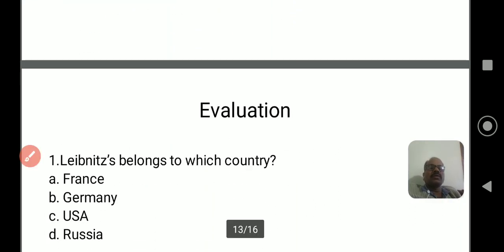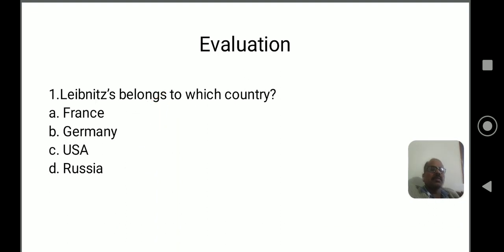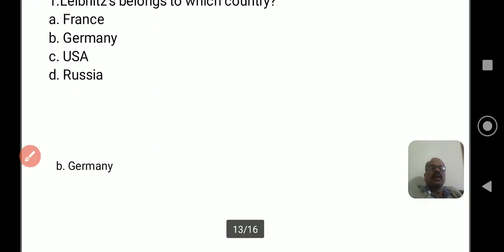Now just to recall this chapter or session: Leibniz belongs to which country? It is a very simple question. France, Germany, USA or Russia? In the beginning of the Leibniz theorem we discussed that he belongs to Germany. The right answer is B, Germany.